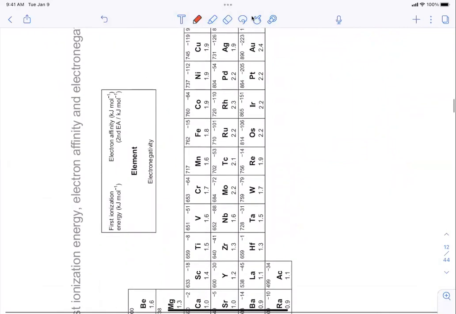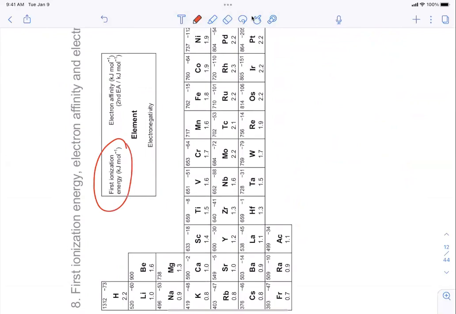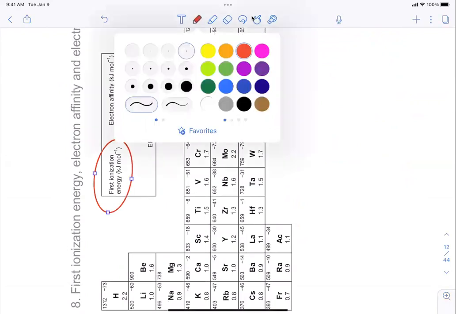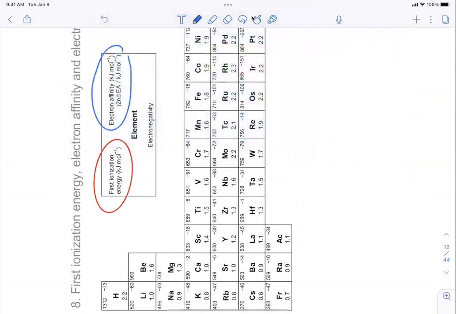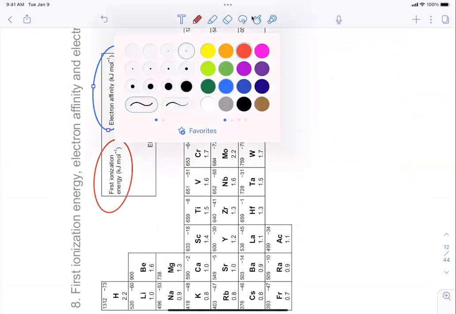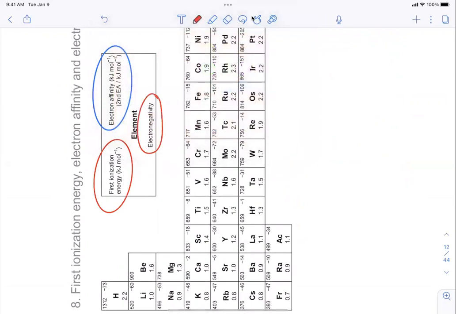Now, this next table has to do with some trends. It has to do with some values that you may have to explain, okay? First ionization energy is standard level. I would say electron affinity is higher level, and electronegativity is standard level. We're going to break down each of these things and what they each mean now. Okay. And notice that they're kind of divided throughout, okay?